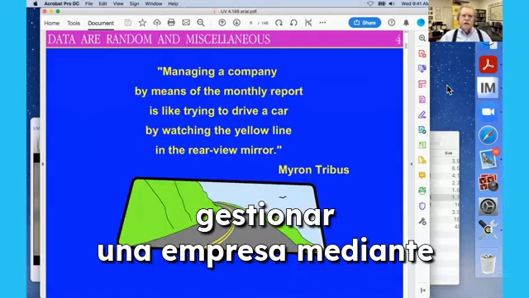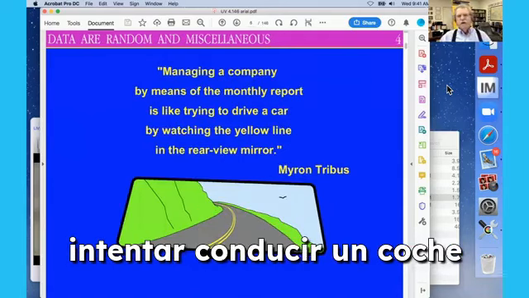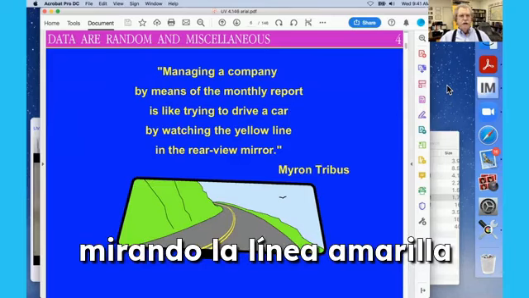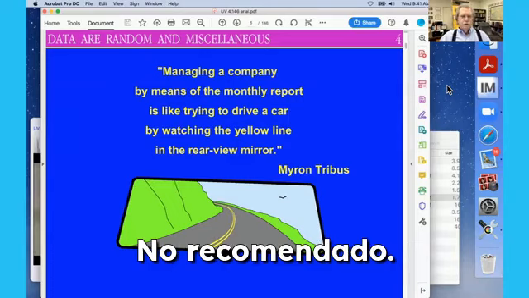Now, managing a company by means of the monthly report is like trying to drive a car by watching the yellow line in the rearview mirror. Not recommended.